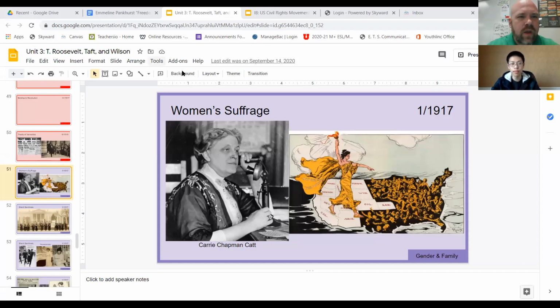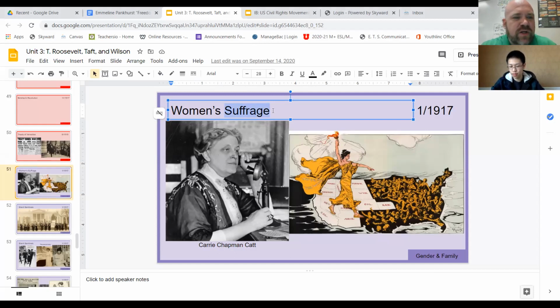Okay. So first things first, today we're going to do the women's suffrage movement. The first thing I want to do is the word suffrage. I want to make sure you understand this word correctly. Suffrage has nothing to do with suffering, right? The words look the same, but it's not the same. Suffrage just means voting.